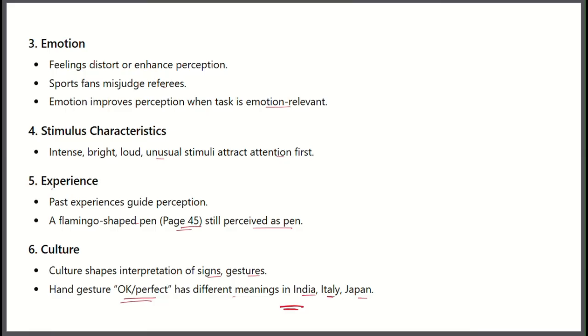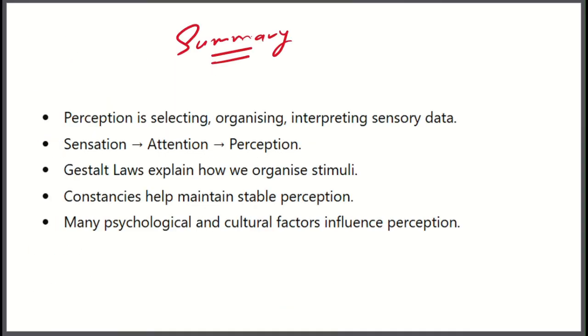Summary of the unit. Perception is selecting, organizing, and interpreting sensory data, from sensation to attention to perception. Gestalt laws explain how we organize stimuli. Constancies help maintain stable perception. Many psychological and cultural factors influence perception.